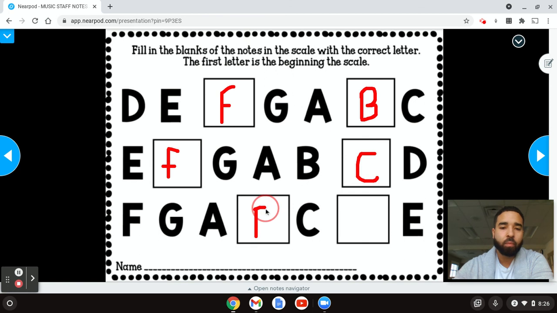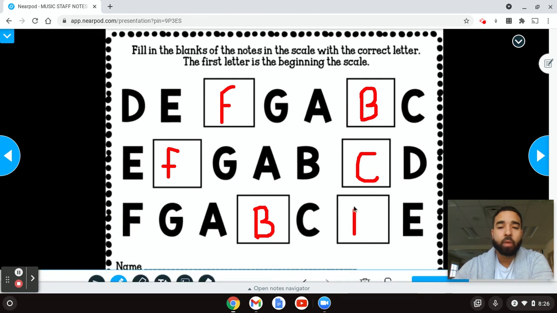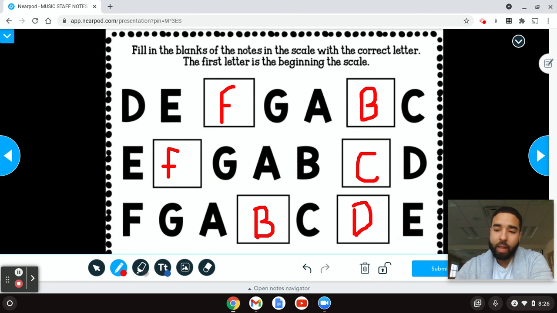B, C. What comes after C in the musical alphabet or any alphabet? The letter D. If you got all that, hopefully you didn't need as much help as I gave you on that last one. It's pretty self-explanatory, I would say, to figure out the order of the alphabet at this level. But the tricky part is always going to be what comes after G, okay? That's always going to be the part that tricks people up.